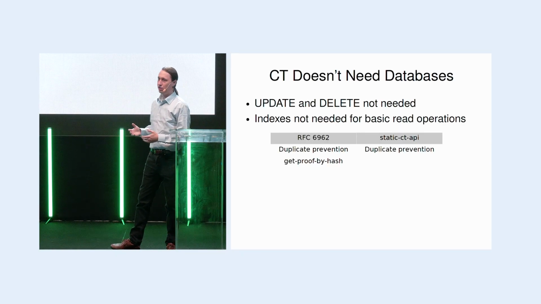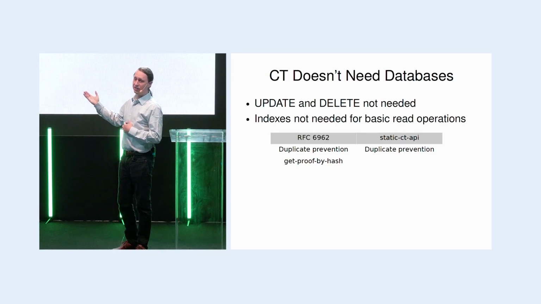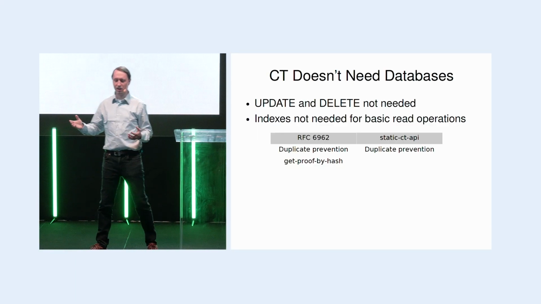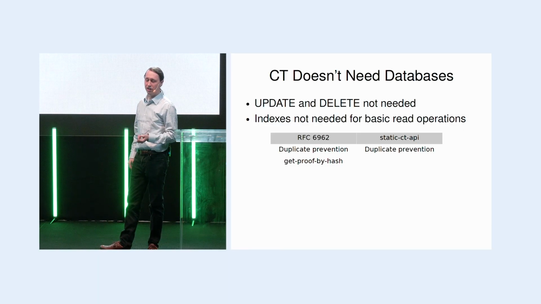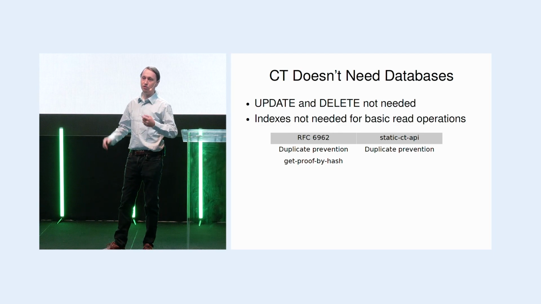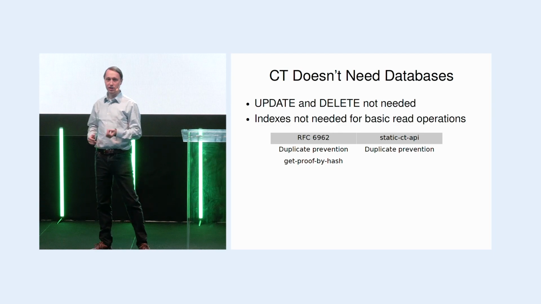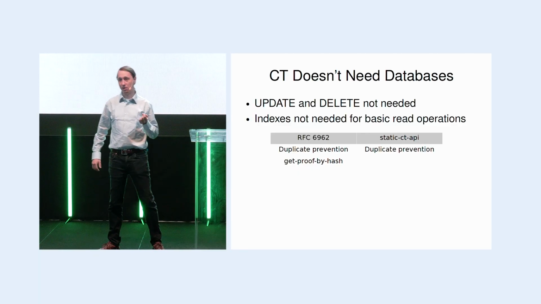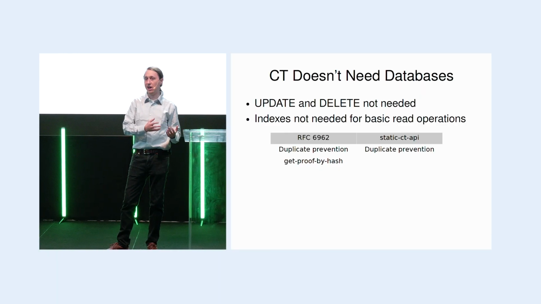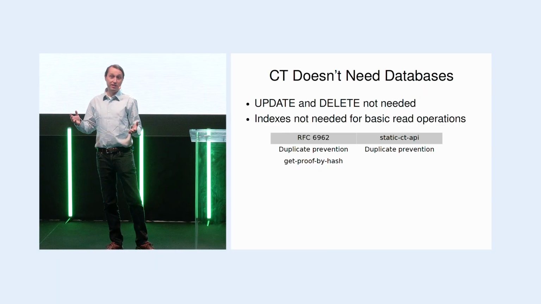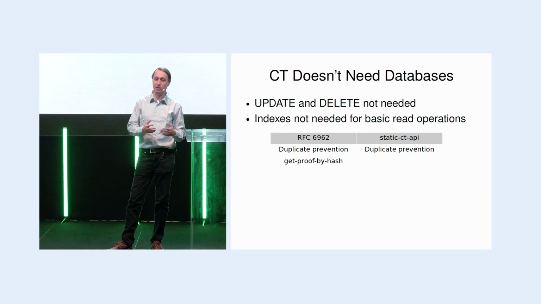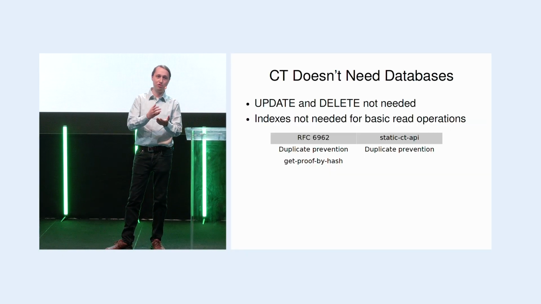The other thing that databases are really good at is indexes. But certificate transparency logs don't really need indexes for basic read operations. So if you're operating an RFC 6962 log, you need two indexes. One, you need an index to prevent duplicate certificates from being added to the log. And second, you need an index to implement the getProofByHash endpoint, because this endpoint takes a leaf hash as an argument, and it has to be able to translate that leaf hash into an entry number. But just the basic getEntries call, which is the bulk of the read traffic to a log, you don't need an index for that, because it's just the numeric entry numbers.